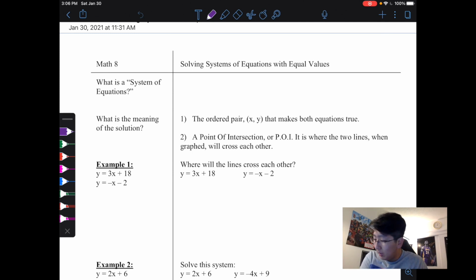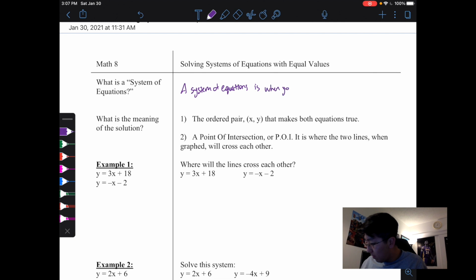A system of equations, well, first we're just going to break down the word system, right? A system is when there are multiple parts, more than one thing, a set of things working together. So a system of equations is when we have two or more equations. I'm going to write a complete sentence. A system of equations is when you have two or more equations.